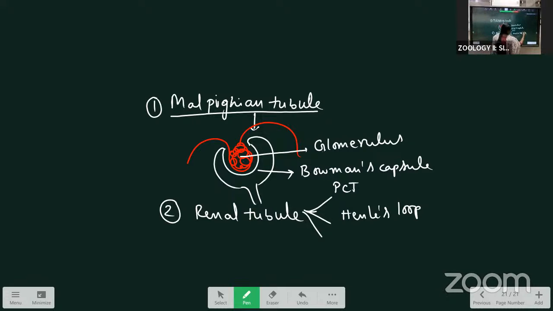The Henle's loop has a U-shaped, hairpin-like structure. It has two limbs. One runs from anterior to posterior, which is called the descending limb. The next goes from posterior to anterior, which we call the ascending limb.